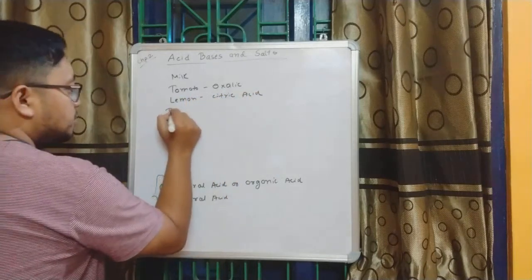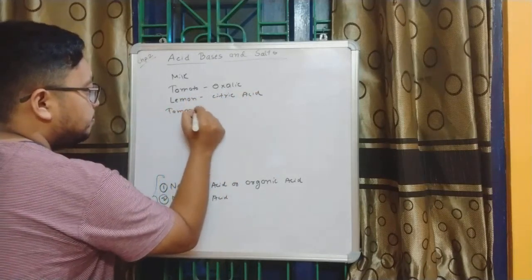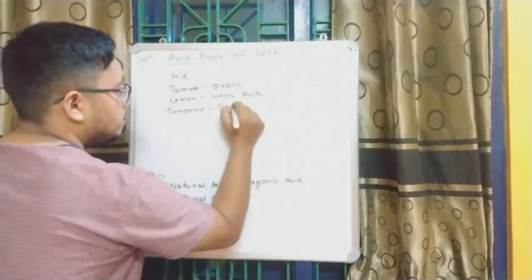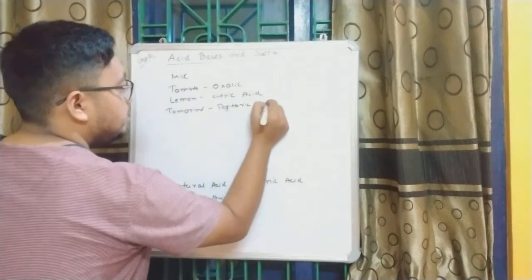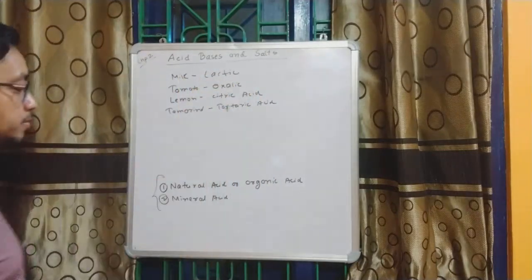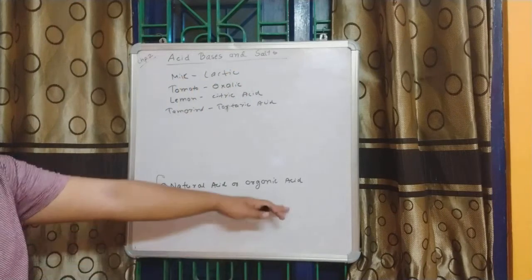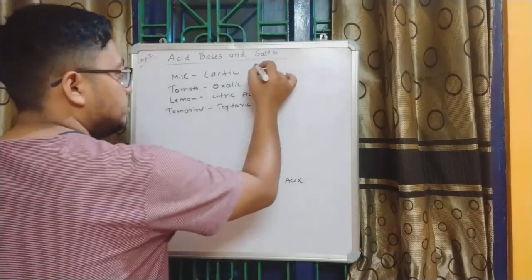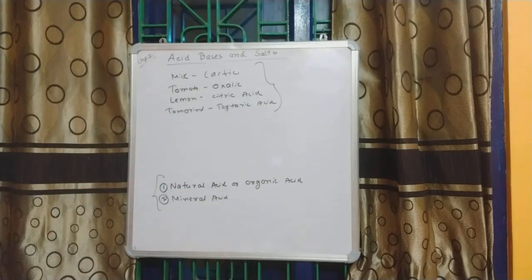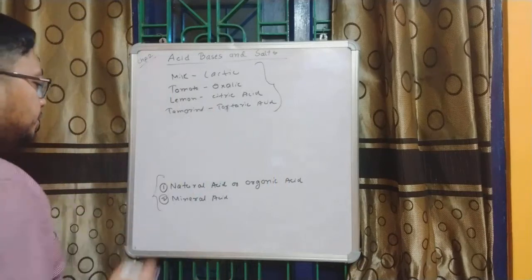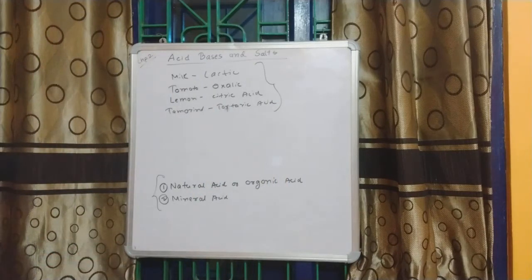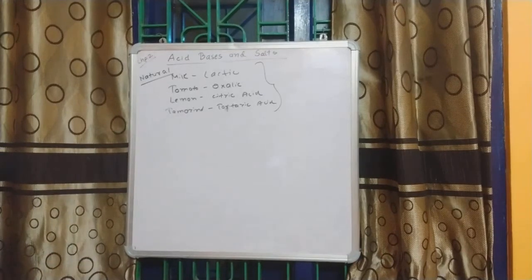Then we have the tamarind. It contains tartaric acid. So these are examples of some natural acid or organic acid. That means organic acids are those which are present in food substances or any other natural substances. So these are the examples. And then the second type we have with us is the mineral acid.